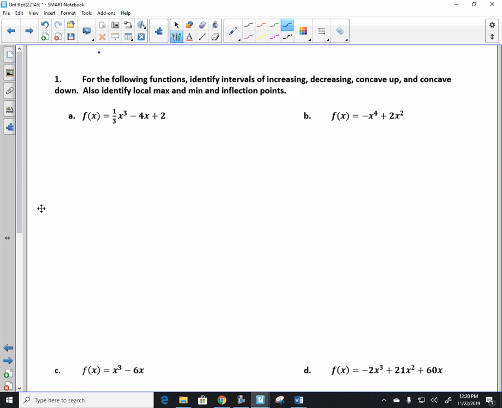For the following functions, identify intervals of increasing, decreasing, concave up, concave down, local min, and local max is what we'll do. We'll get to the others in a second. I find the first derivative. What is f prime of x? x squared minus 4. Very good with that derivative? So what I want to do is look at the first derivative. Do you know what that graph looks like? It goes through -2 and +2.